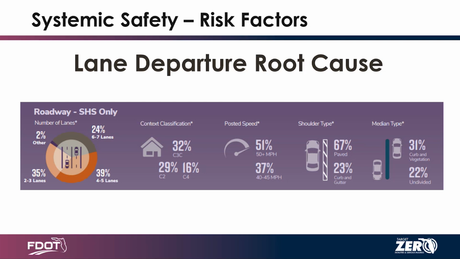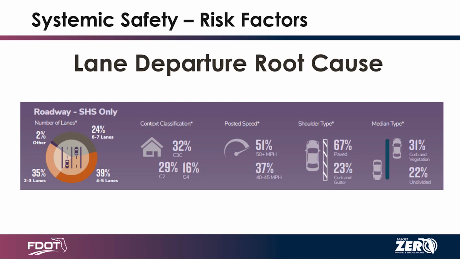Same thing with 2 and 3 lane facility, especially as we start widening our state roads, the number of 2-lane roadways starts to decrease significantly. And then if you get down into, say, context, C3s, 32%, C2s, 29%. So how much of our facility is a 2-lane roadway in a C2 context? So we start looking at that exposure level and where it's really coming on, because the context and roadway type is a risk factor. Posted speed, higher speed, it's not shocking, right? Higher speeds lead to more issues.